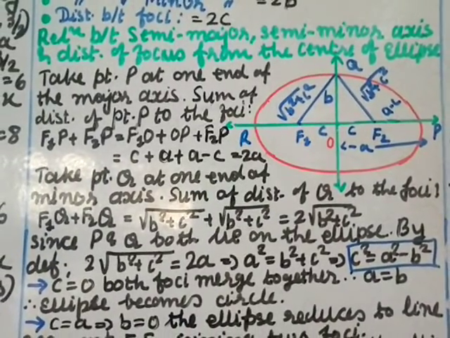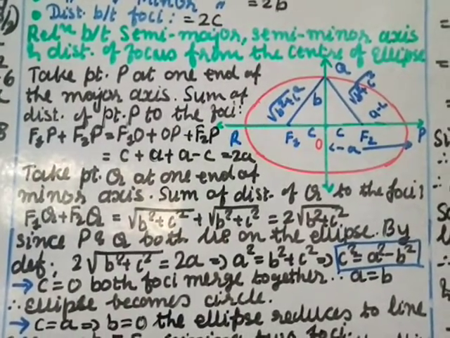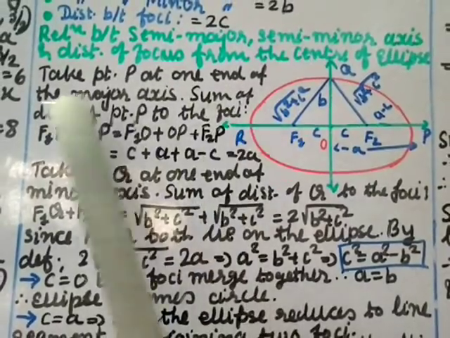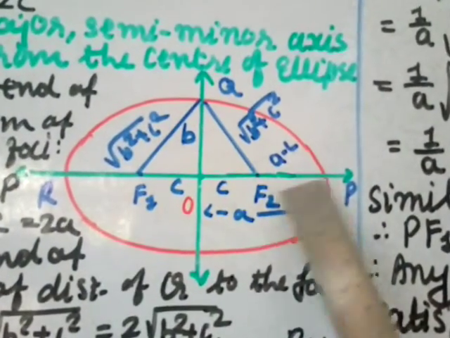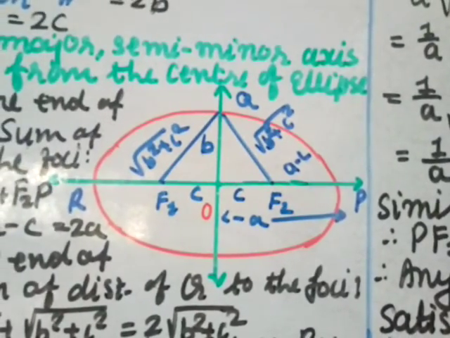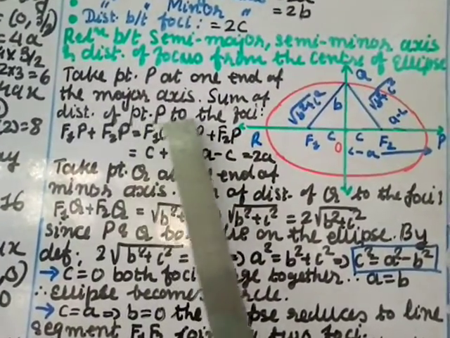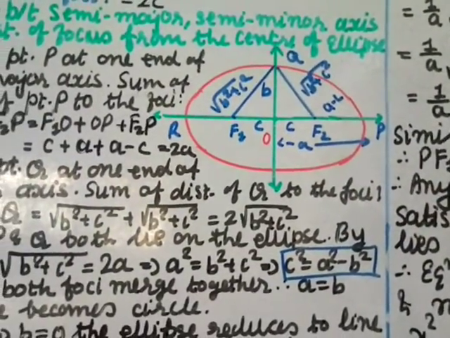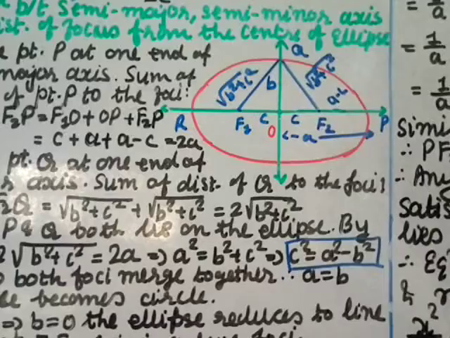Relation between the semi-major axis, semi-minor axis and the distance of the focus from the center of the ellipse. Take a point P at one end of the major axis. So you take a point P, this is my major axis, so one of the end points. You can take either this side or this side, I am taking P over here. Then take the sum of the distance of point P to the foci. Now we know by definition that the sum of the distances of a point on the ellipse from the foci should be constant.